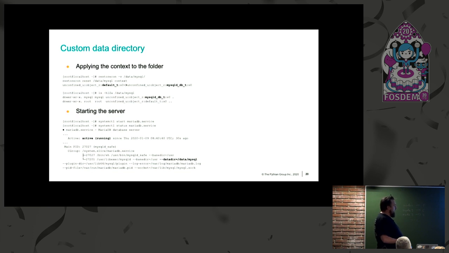If you then do restorecon, and -v gives you useful output, so it shows you what it's actually changing, then it will start changing the types. And now you can see that it has the right type. If you now start the server or get the status, you can see that it's active and running with the right data directory, as you were expecting. So this is one way of dealing with it.